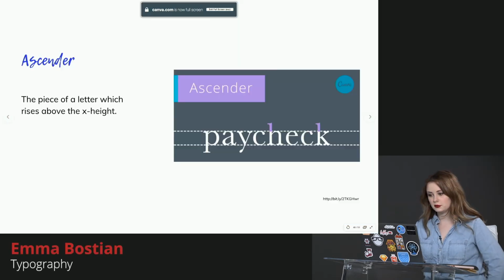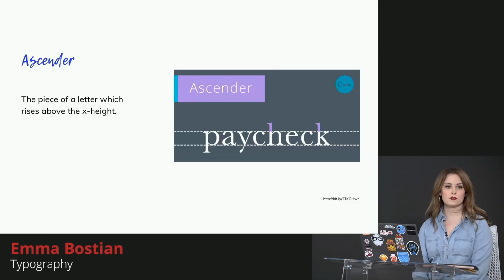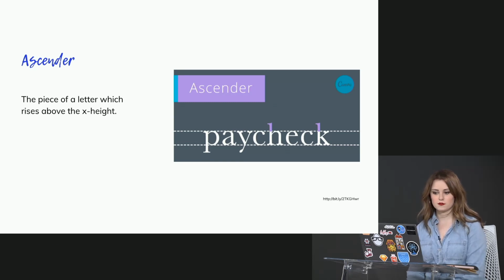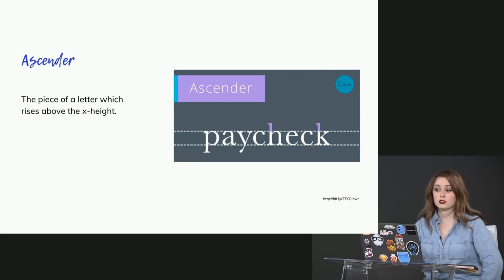Talk about typography. Let's go over some terminology. So an ascender is the piece of the letter that actually rises above the X height. So we've got these two lines that kind of set boundaries on our different font families, and anything that rises above is called an ascender.